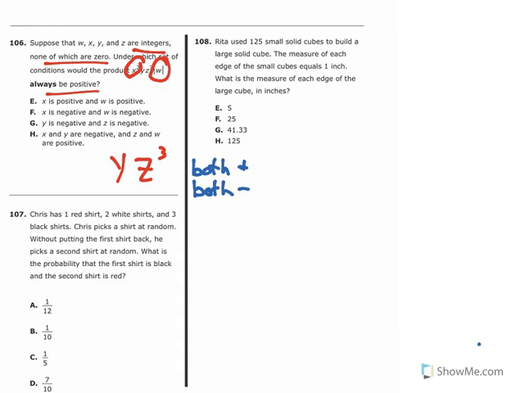So let me see which answer choice has y is negative and z is negative. Choice E and F both say things about x and w. That has no effect on anything. Same thing with choice H.